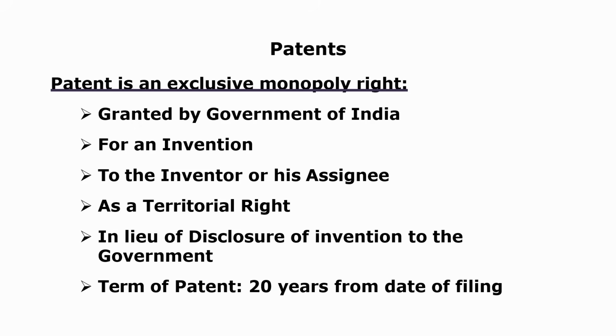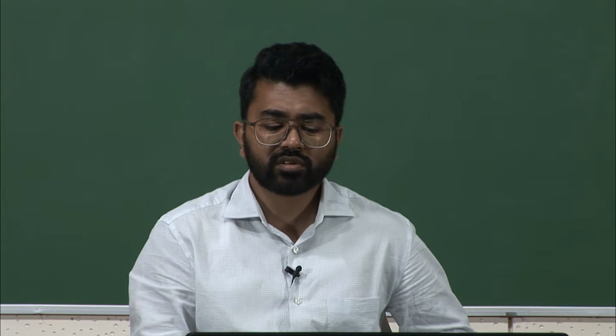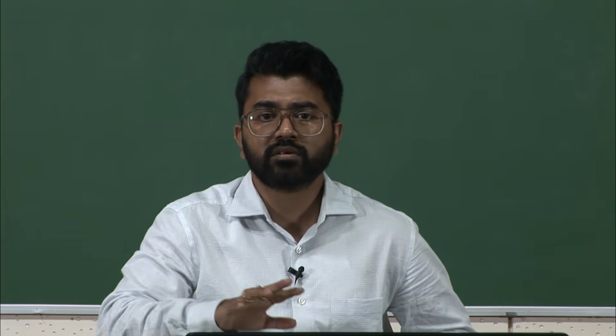A patent is an exclusive monopoly right granted by the Government of India for an invention to the inventor or his assignee as a territorial right in lieu of the disclosure of the invention to the government, right. So, you have disclosed the invention to the government and the Government of India has given you the right to protect that. The term of the patent is typically 20 years from the date of filing. Yeah, this is the latest information which I had. This may not be the latest value, right.